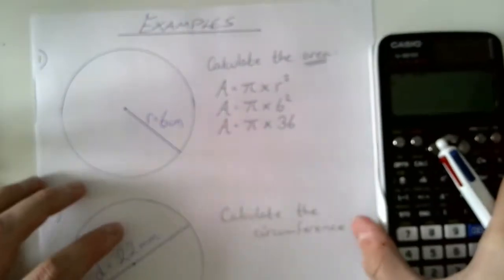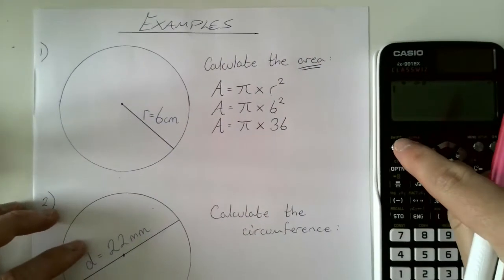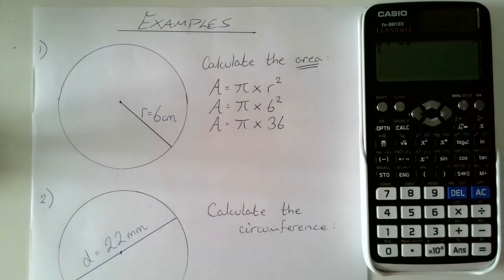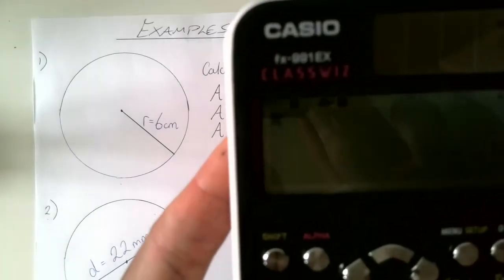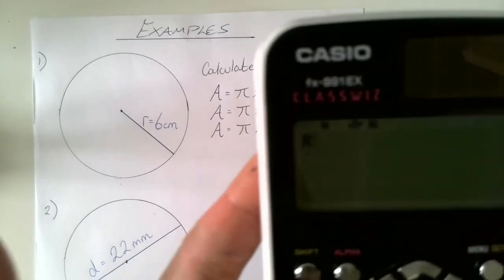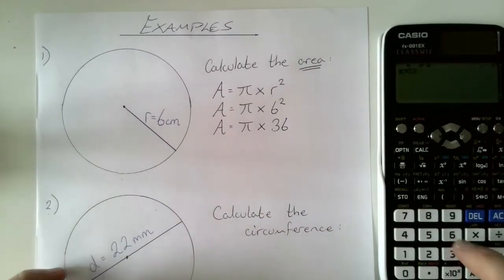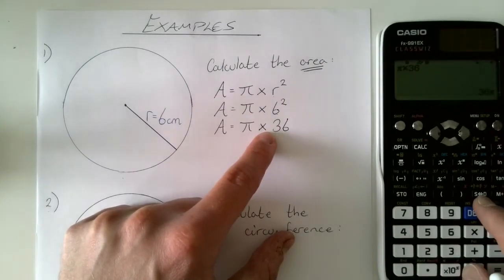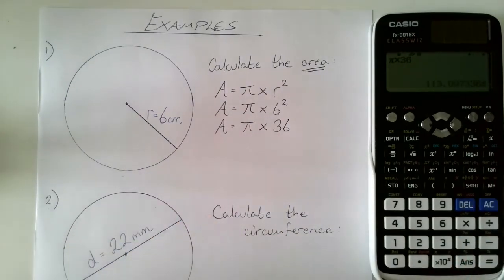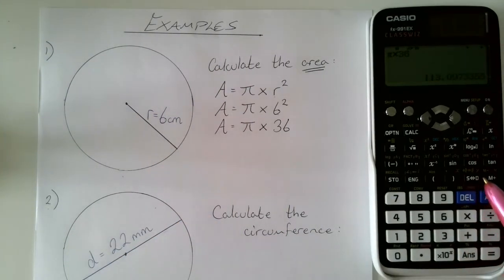So what I need to do, and what you're likely going to need to do as well, is press the shift button first and then click the button where pi is. So I've gone shift and then this times 10 button with the pi symbol next to it, and I've got the pi symbol pop up on my screen. So there's pi, and I'm going to do times by 36, because that's what I want, equals. Now it's come up as 36 pi, so if I press the S to D button, which you'll find normally around here on your calculator, it will turn it from the pi symbol into a number.